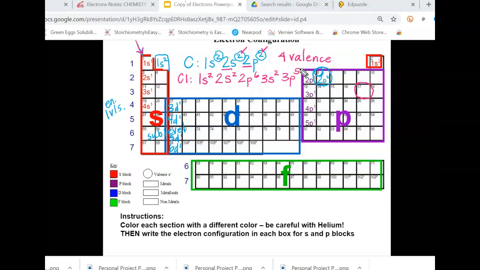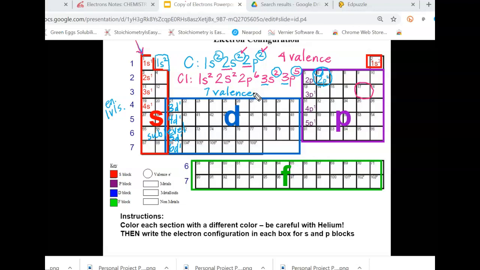Okay, if I had to report how many valence electrons chlorine has, I would look for the largest energy level, the outermost energy level, and I would add up the number of electrons that I have represented there. So chlorine has 7 valence electrons.